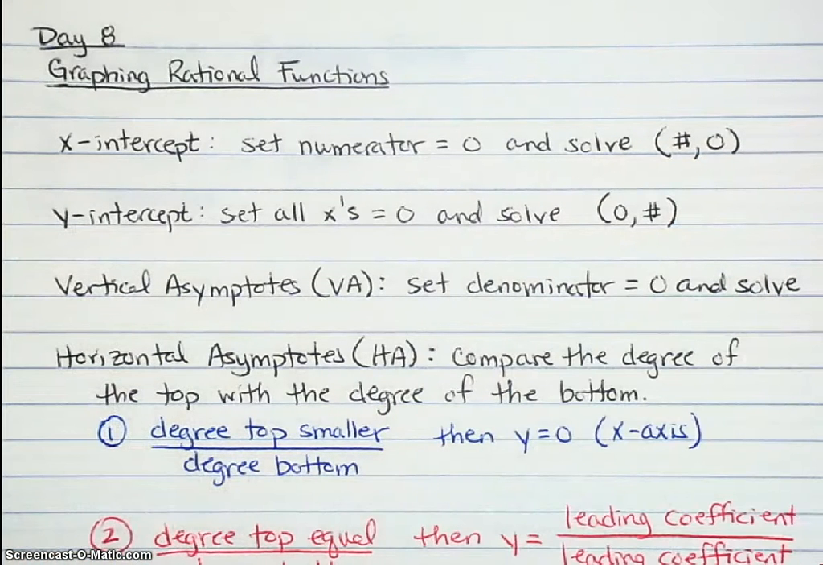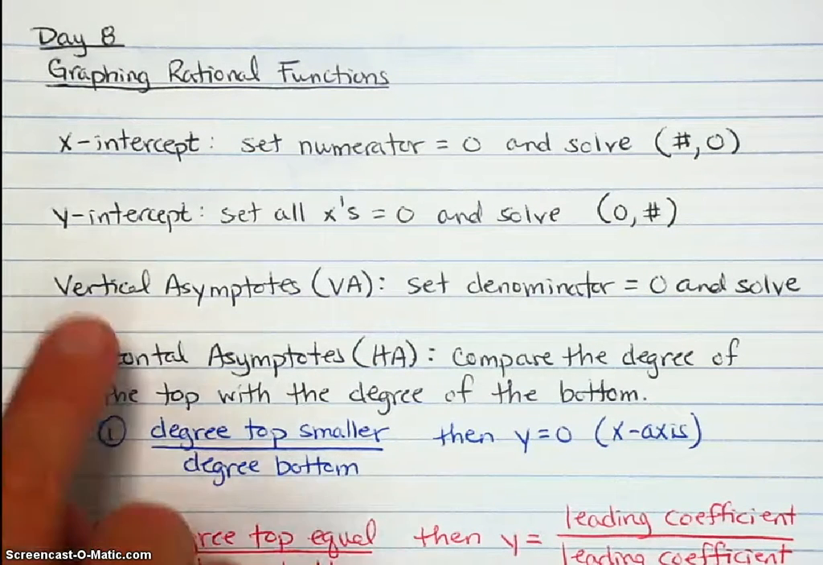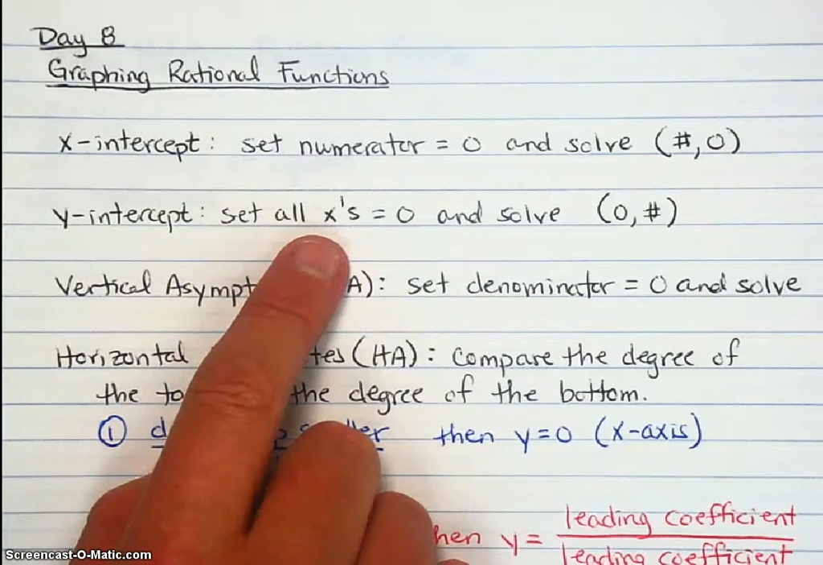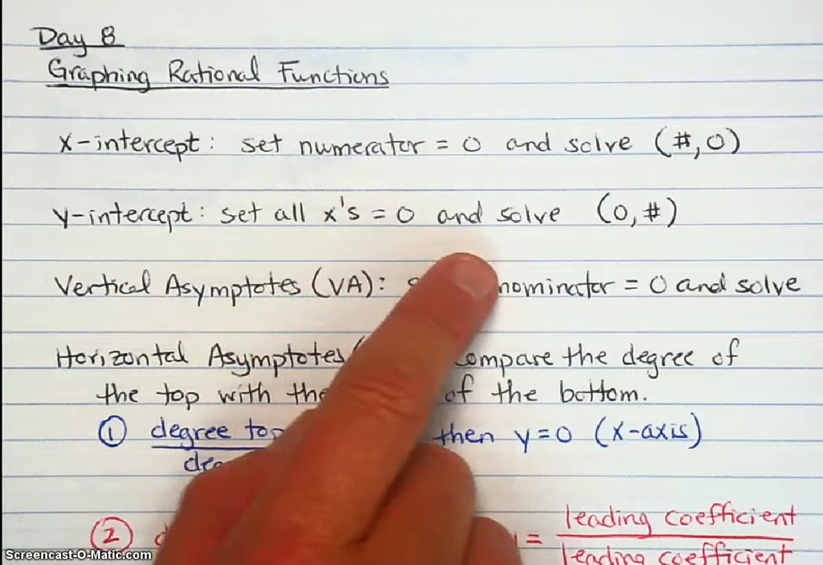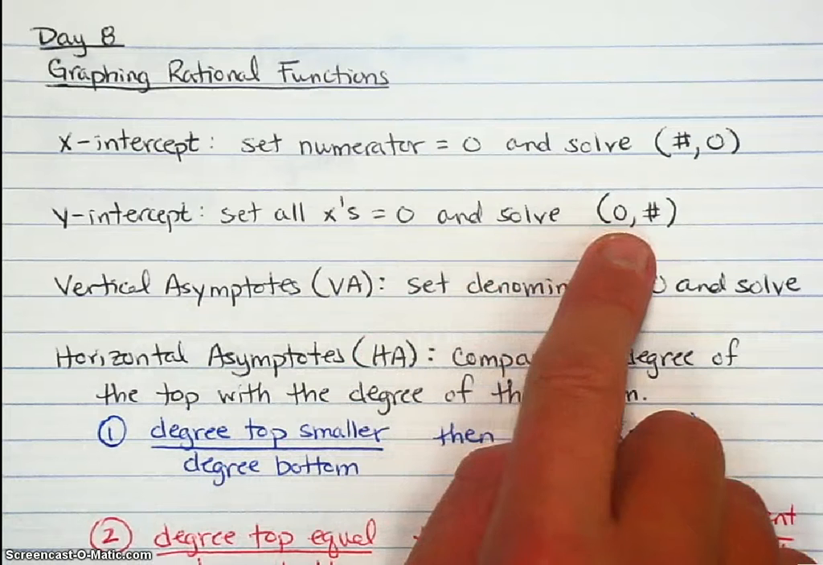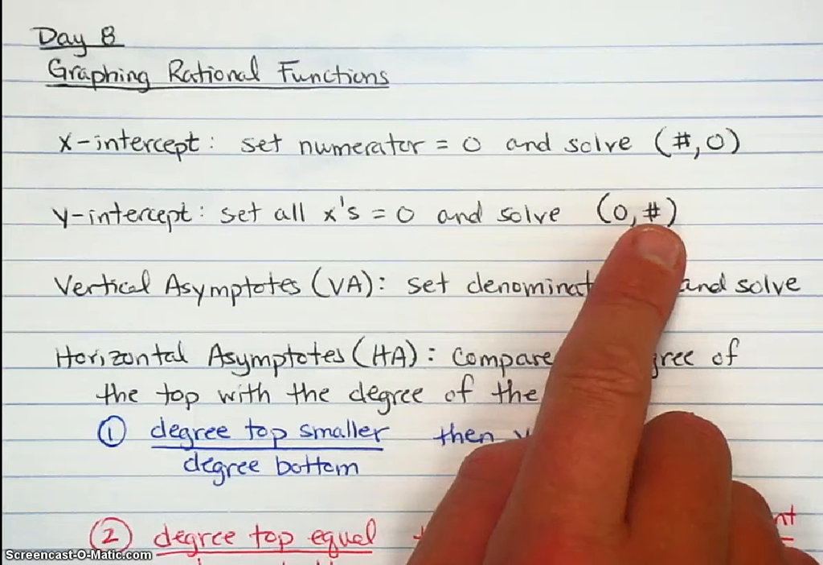The y-intercept, same idea. It's where the graph crosses the y-axis. In order to find the y-intercept, we take all of the x's in the problem and we turn them into zeros, and then we solve it from there. And the way we would write the y-intercept as an ordered pair is we'd put 0 first, and then we would put the number that we found.